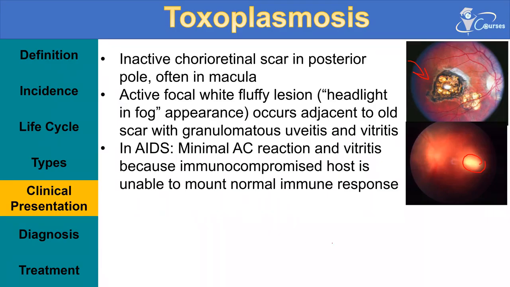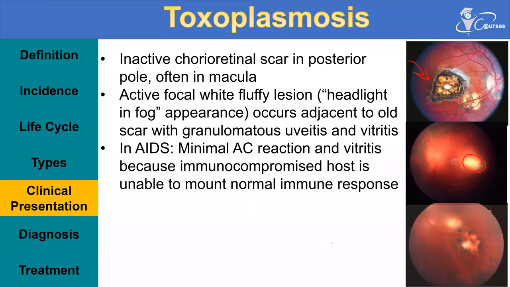Sometimes both of them can coexist together, like the patient can have a scar from a previous insult, a chorioretinal scar from toxoplasmosis, and another active lesion together.